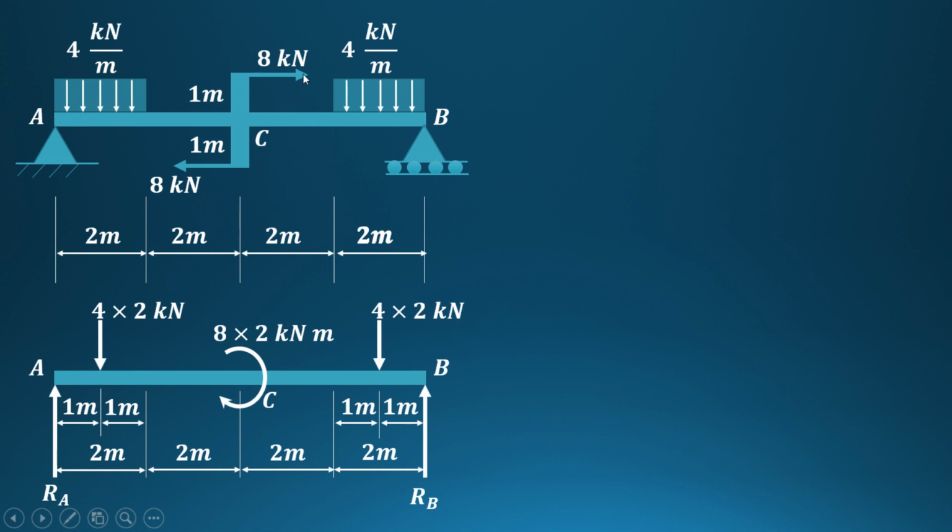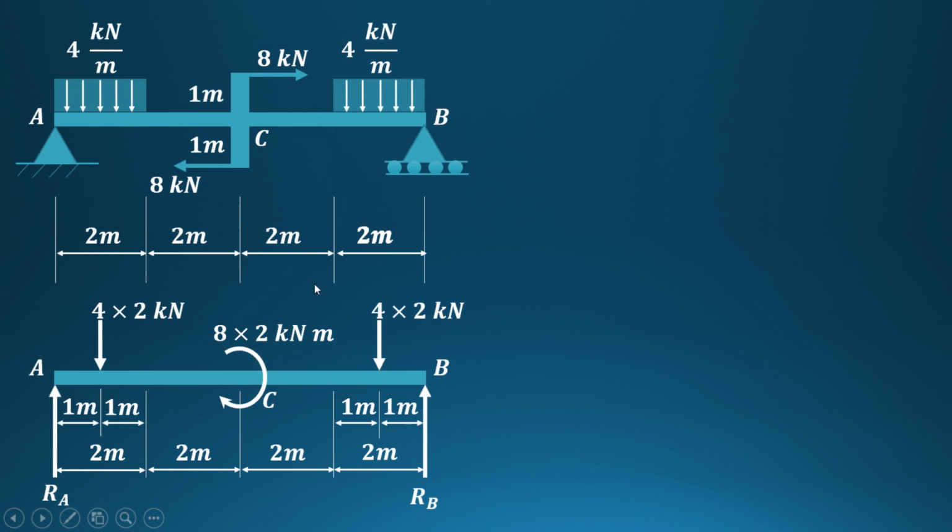The arrow of this particular force, that is 8 kN, is going towards the other force in the clockwise direction. Similarly, you can consider that this arrow is going in the clockwise direction. So the direction is clockwise, and it is 8 into 2, that is 16 kN meter.